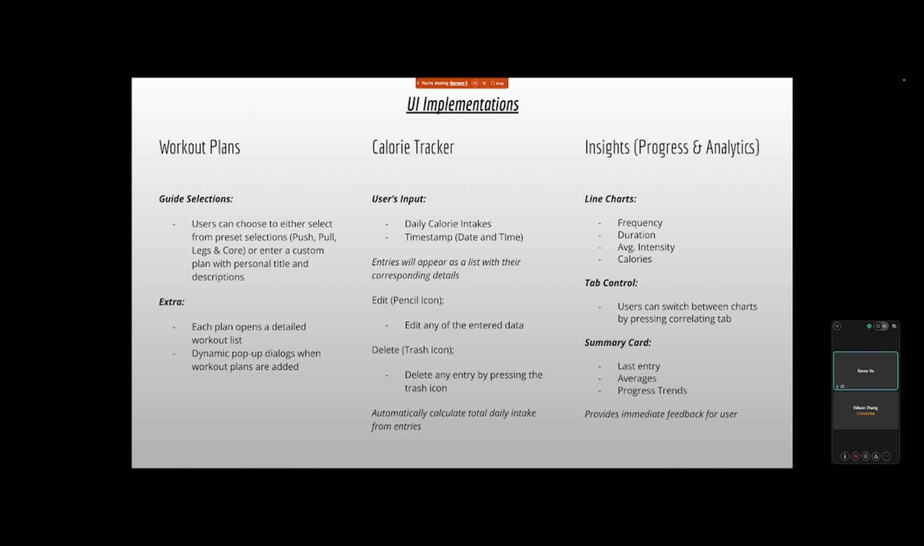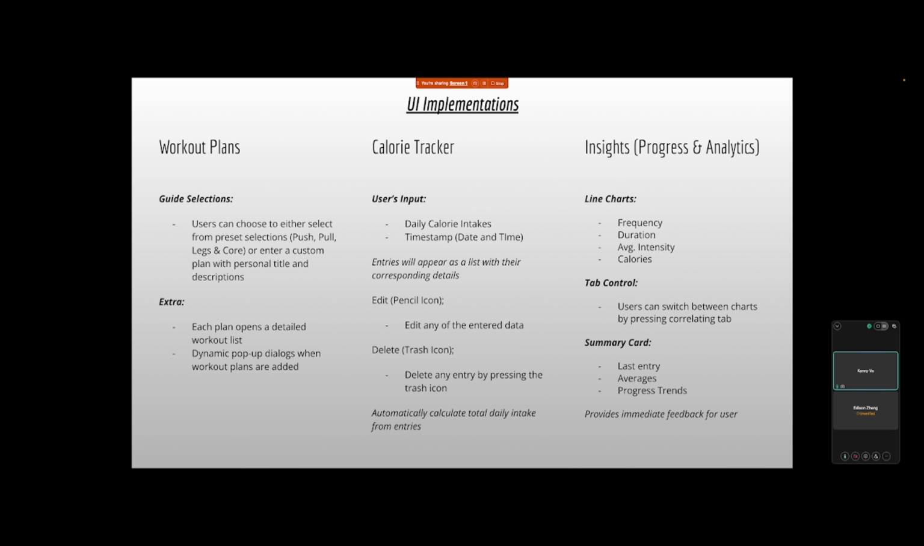Following that, we'll go into the other user interface implementations. The workout plans will basically consist of three separate ones. It will be a push, which would be your upper body, chest, shoulders, and triceps. Your pull would be all your back and bicep workouts, and then we also have your legs and core. These are preset with their correlating plan of workouts, and then the extra features. Each plan does have a detailed workout list with a dynamic pop-up dialog.